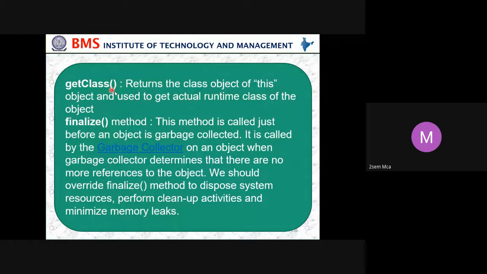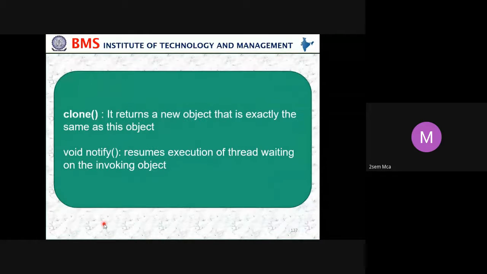Then we have seen getClass, which returns the class object of this object and is used to get the actual runtime class of the object. Then the finalize method. This method is called just before an object is garbage collected, by the garbage collector, when it determines that there is no more reference to the object. We should override the finalize method to dispose system resources, perform cleanup activities, and minimize memory leaking.